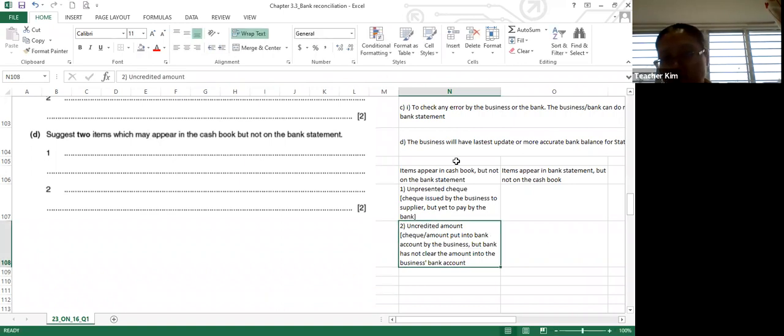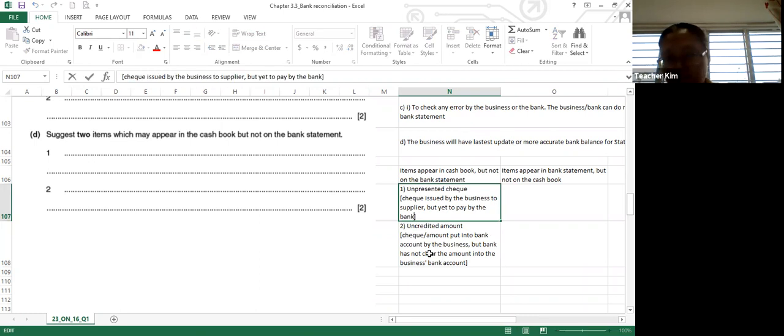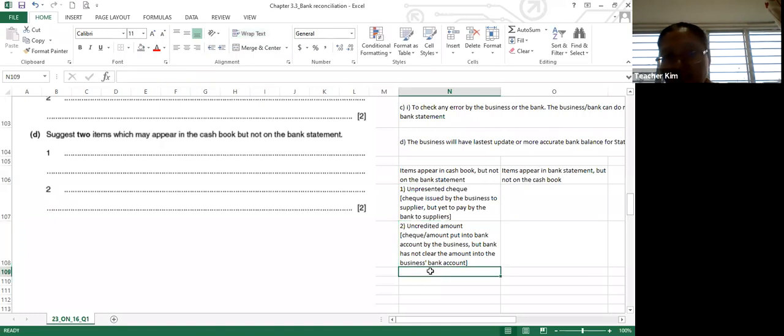Understand what is the difference between this one and this one? Take notes about the differences. One is that this one is the business paying out. This one is the business receiving and going to the bank to put it in, but yet the bank has not paid into their account. In this I added some word, supplier. Other than that, there could also be items which appear in the cash book but not on the bank statement when there is an error by the cash book, because this is done by the business, so the bank will not do the recording.